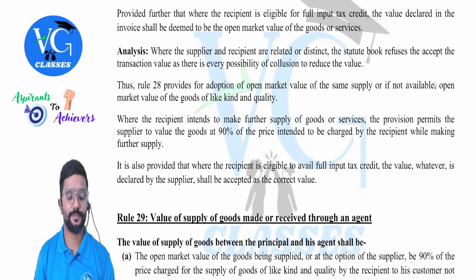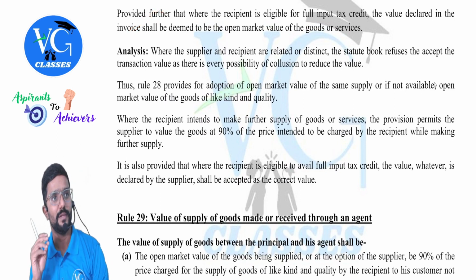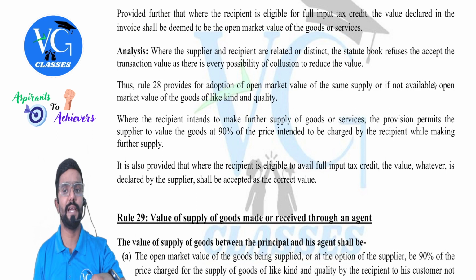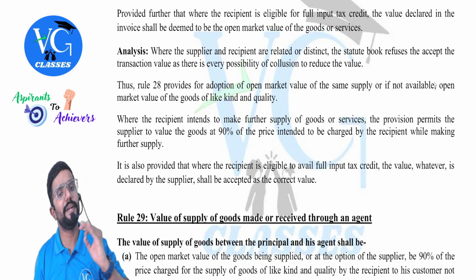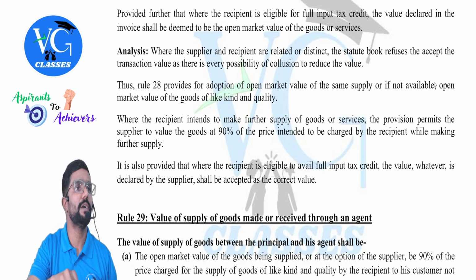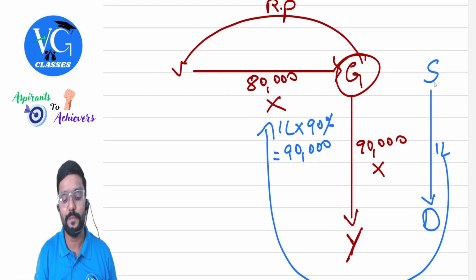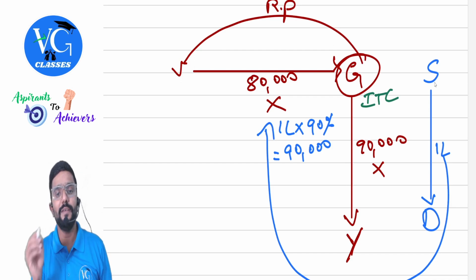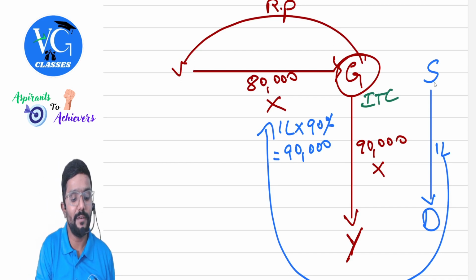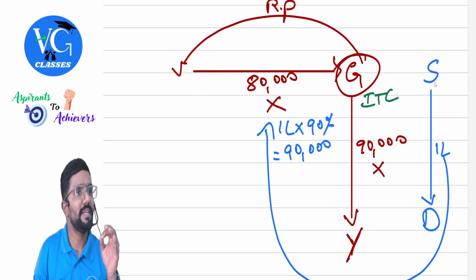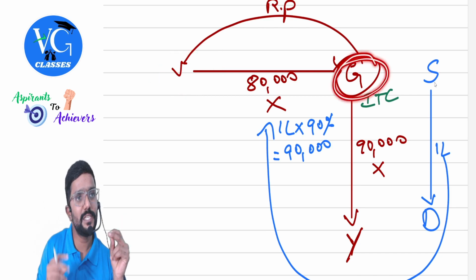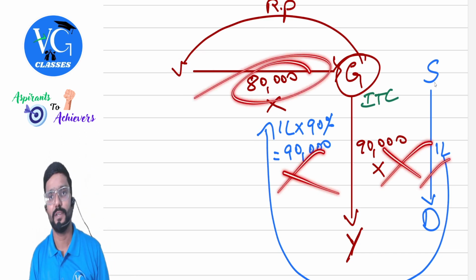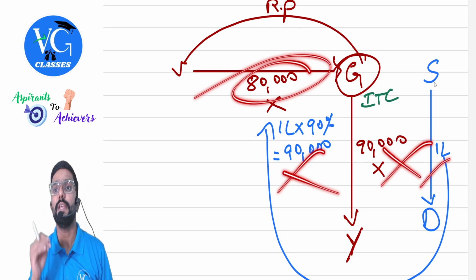Okay, next. One more proviso we have. Provided further that where the recipient is eligible for full input tax credit, the value declared in the invoice shall be deemed to be the open market value of the goods or services. They're telling if the recipient, assume Girish, is supposed to claim credit, and he will claim credit on whatever value I have declared in the invoice, in that case, ignore all other things. Straight away take the value of supply as the invoice value.